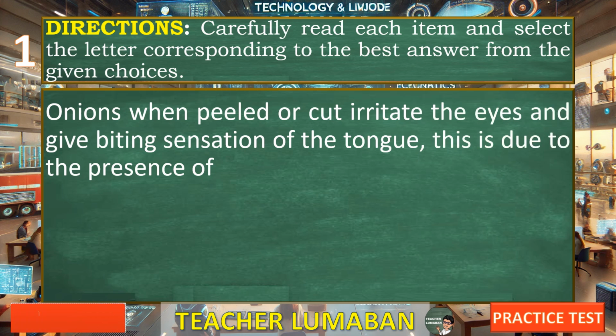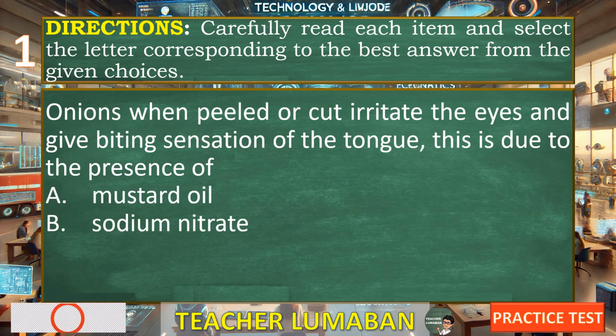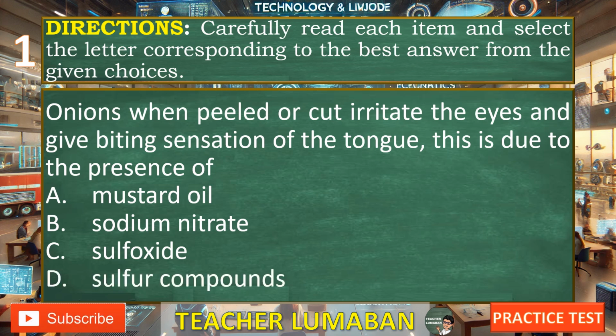Onions when peeled or cut irritate the eyes and give a biting sensation on the tongue. This is due to the presence of: A. Mustard oil, B. Sodium nitrate, C. Sulfoxide, D. Sulfur compounds.